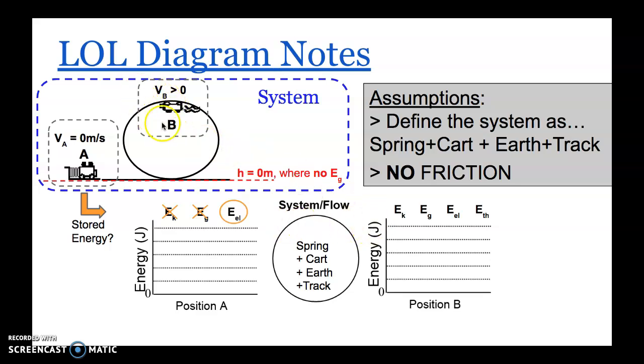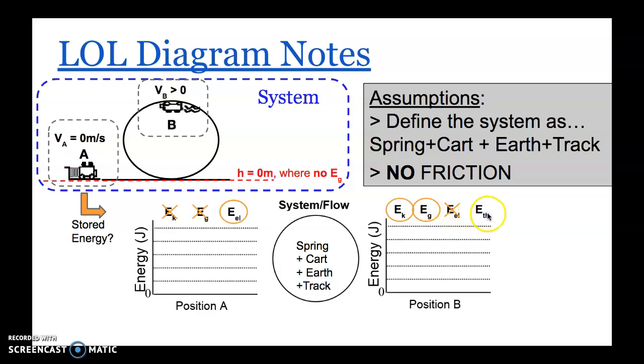I'm going to look at position B. I'm going to ask the same questions. Is anything moving? Yes. So there's energy there. Is there anything above the surface of the Earth? Yes. There's energy stored in the gravitational field. And then, is there anything stretched or compressed? At this point, no. The spring has done its thing. It's no longer stretched or compressed.